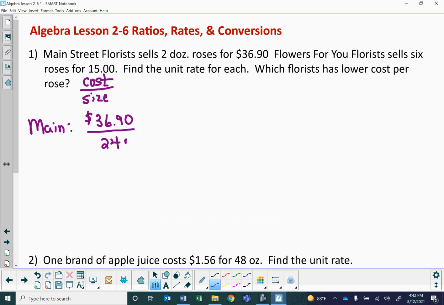So it's $36.90 over 24 roses. If I take my calculator and plug in $36.90 and divide that by 24, I'm not going to get a dollars and cents type of number. I'm going to get 1.5375. Now that's not in dollars and cents. So when that happens, you have to round it to the nearest cent, because we're using money, and you round money to the nearest cent. So this would be approximately equal to $1.54 per rose.